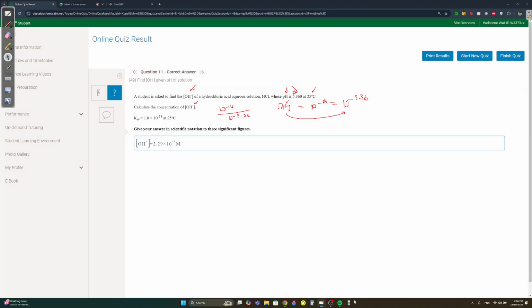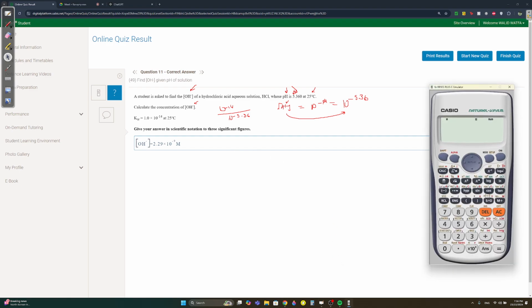You just do it on a calculator. Don't torture yourself. 10 to the minus 14, and then here you have 10 to the power of minus 5.36. You get 2.29 times 10 to the power of minus 9 to 3 SF.